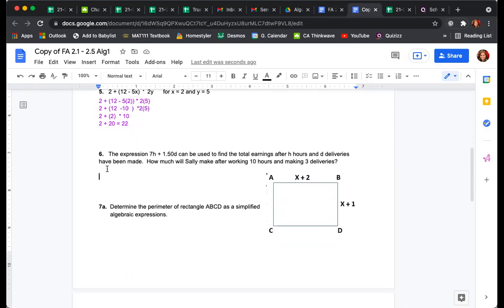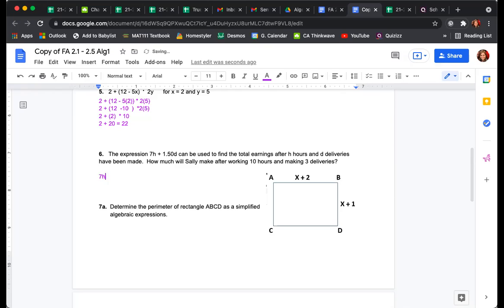All right. Number 6 is a word problem, but it's just like those that we've seen in our homework and in our classwork. So shouldn't be scared of it. Should be just fine. The expression 7h plus 1.50d or 1.5d can be used to find the total earnings after h hours and d deliveries have been made. How much will Sally make after working 10 hours and making 3 deliveries?